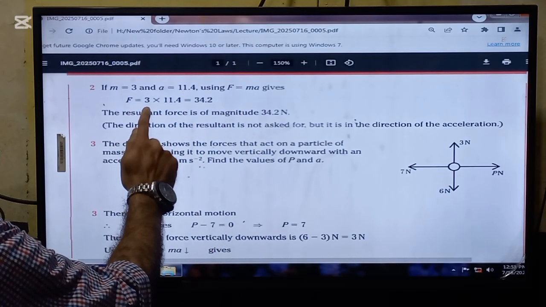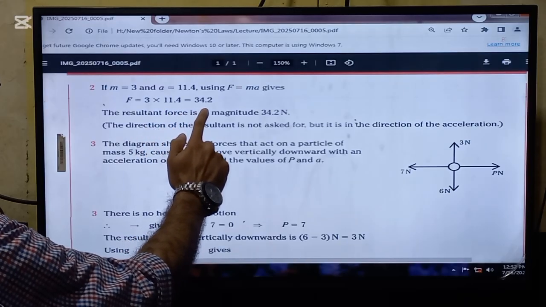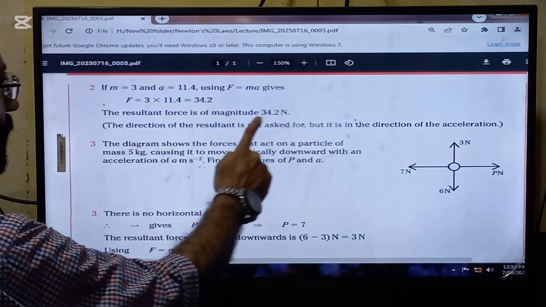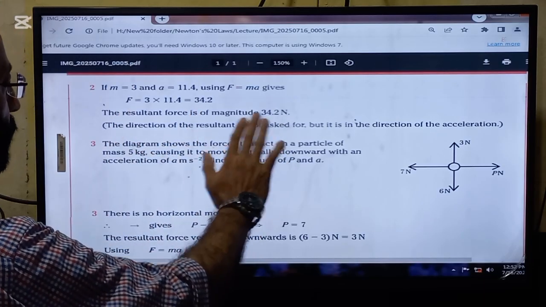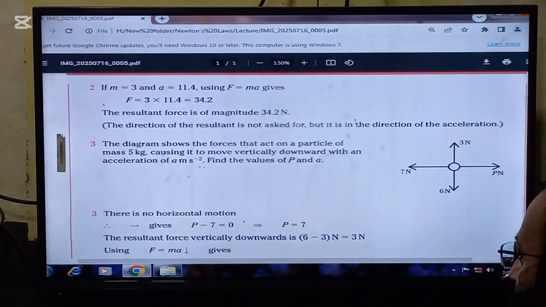So F will be equal to 3 multiplied by 11.4. You will solve it on the calculator. 34.2 will be the answer. And because this is force, Newton is the unit. So this is the answer. Look at question number 3.